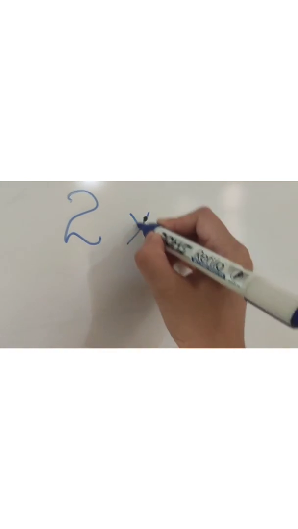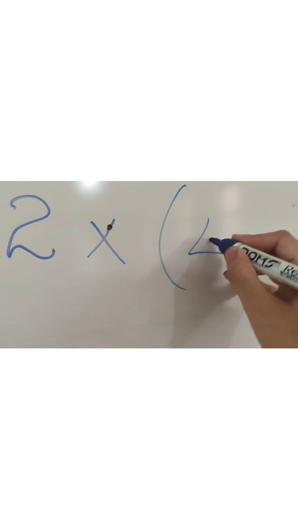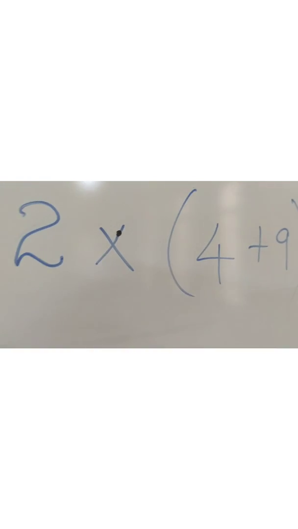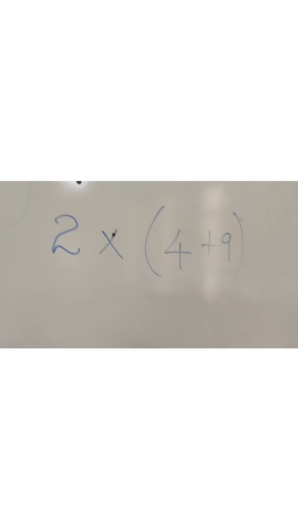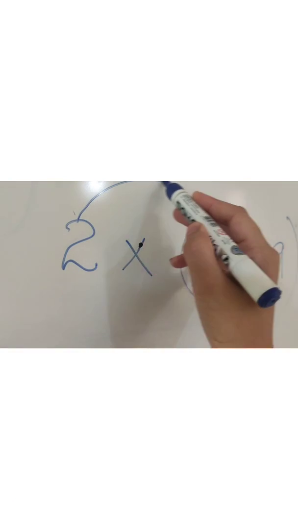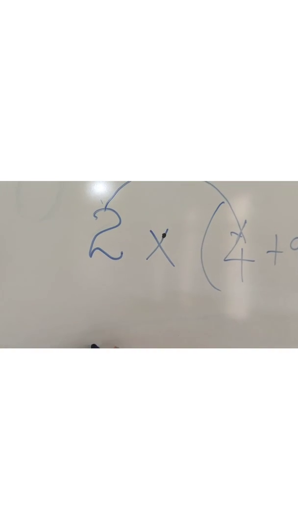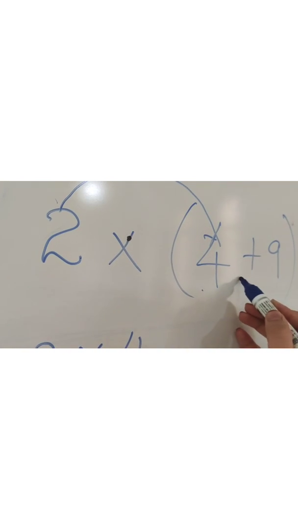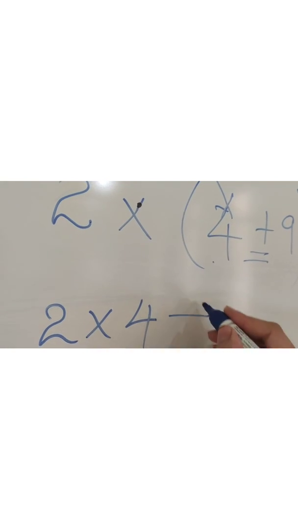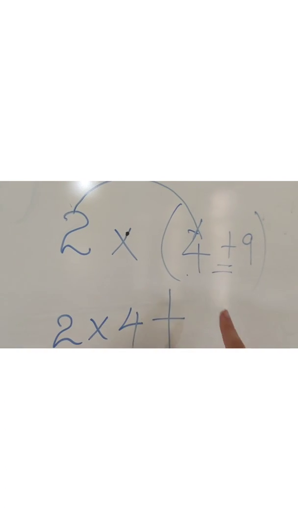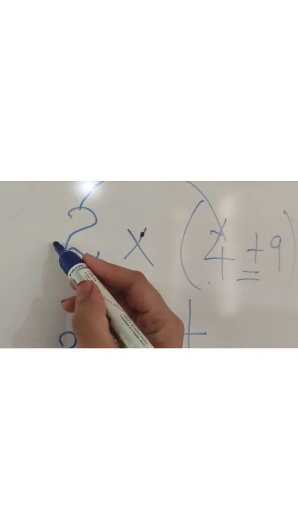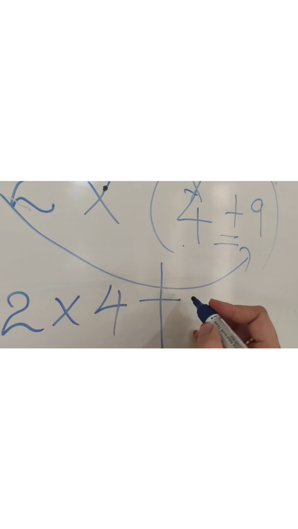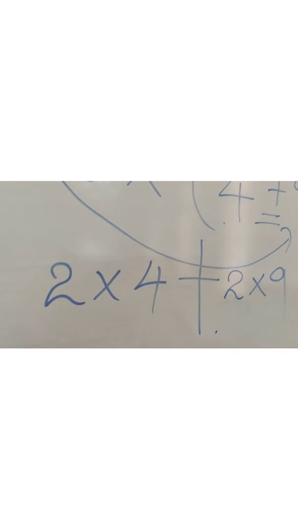Suppose 2 into 4 plus 9. So how we are going to solve it? First it will get multiplied with 4. So 2 multiply by 4, and after 4 there is a sign of addition. So here we are going to put the same sign which they have given here. And then 2 multiply by 9.